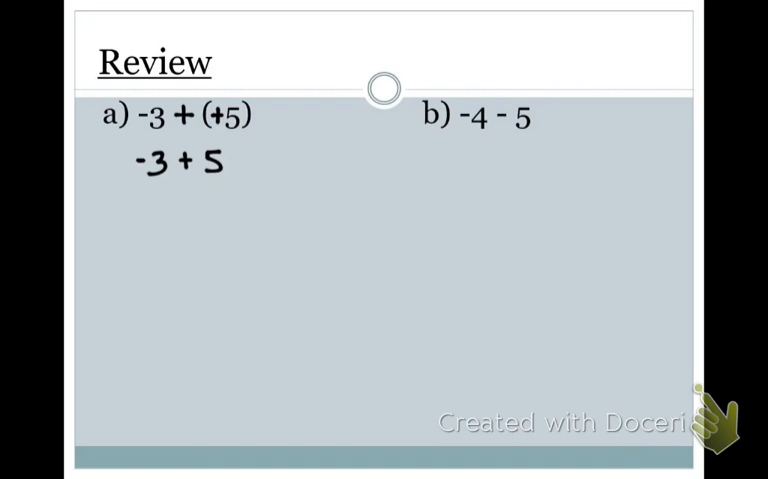Same sign, add and keep, different sign, subtract and take. Do I have same sign or different sign? Different. So what do I do? Different sign, you subtract and take. So 5 minus 3 is 2. Take the positive, and your answer is 2.